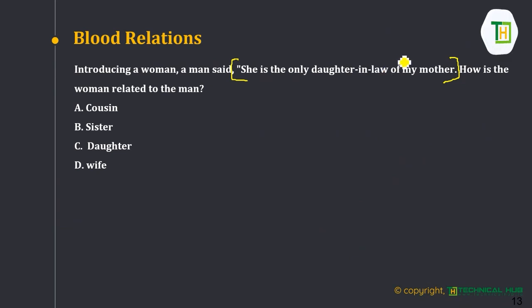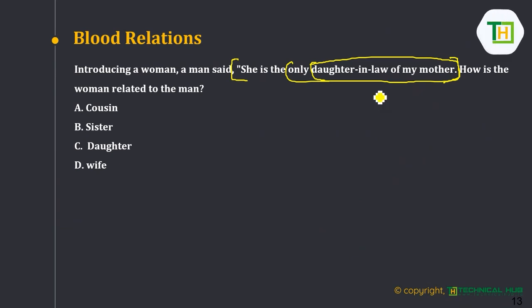All right. A man said, "She is the daughter-in-law of my mother." So who is the daughter-in-law of my mother? Daughter-in-law is nothing but son's wife. My mother's daughter-in-law is my mother's son's wife. The wife of my mother's son. Remember, you just point this out.